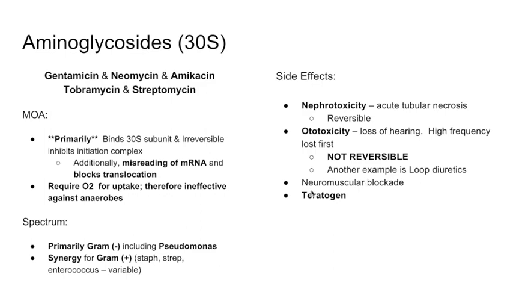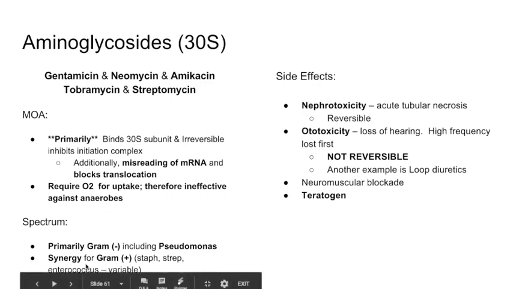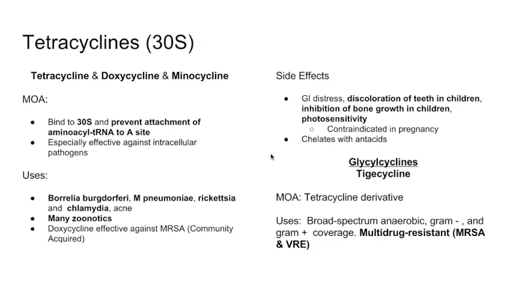Third side effect is neuromuscular blockade. So they actually go into the neuromuscular junction and they cause a neuromuscular blockade. And the last thing is that it's a teratogen. But if you're going to remember anything, I would highly remember nephrotoxicity and ototoxicity. I would also remember how it works, binds 30S, and requires oxygen, covers Pseudomonas, and synergy for gram-positive. So that's aminoglycosides in a few words.